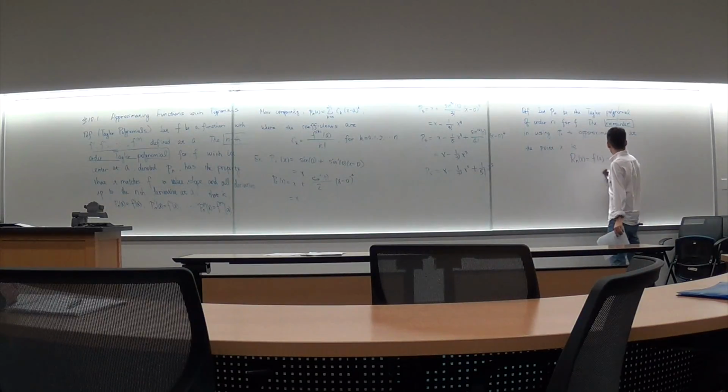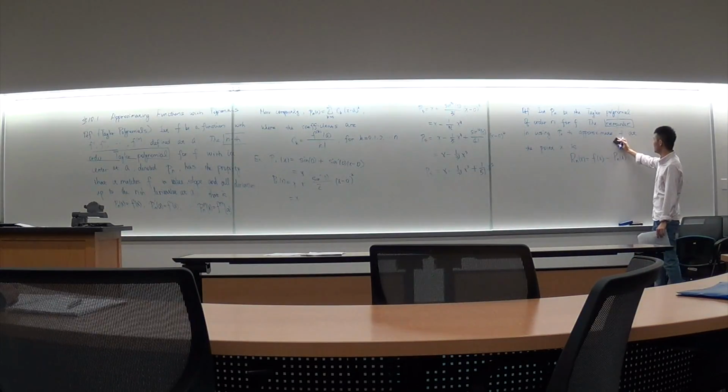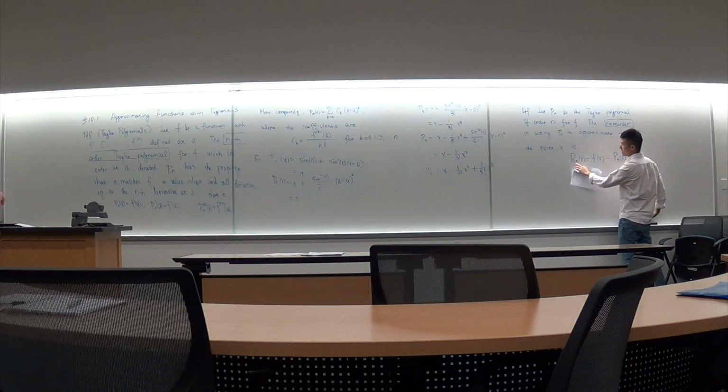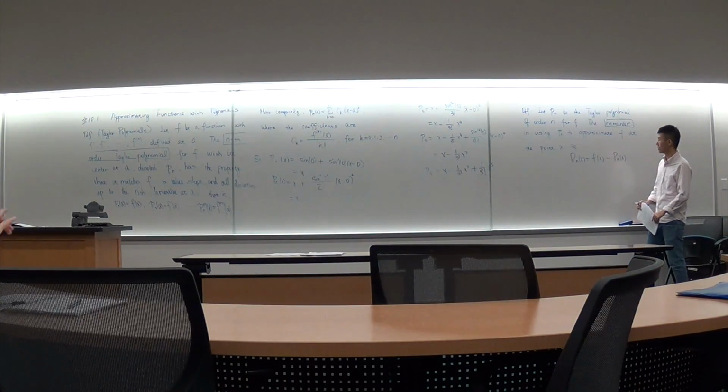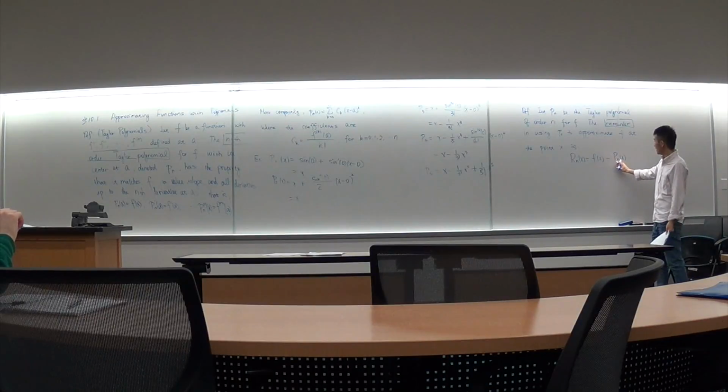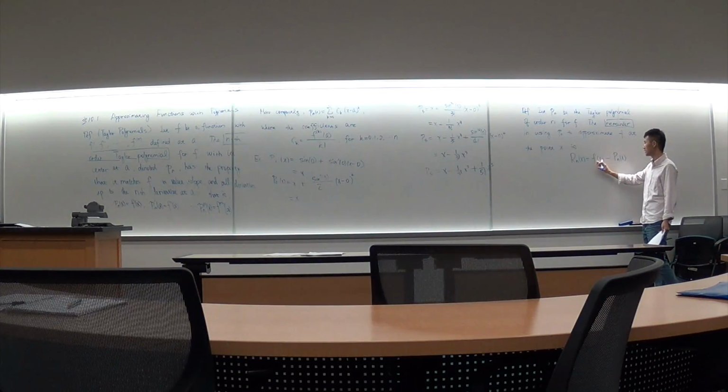So it will be really nice if we can find a bound for this error, or this remainder, right? Then we can say, all right, what degree of Taylor polynomial do we need to get a really good approximation for this function f?